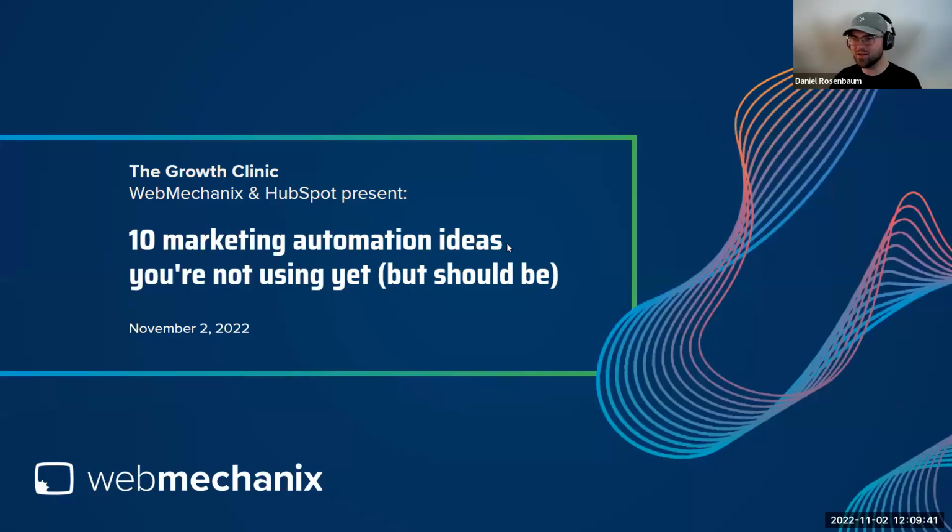So I'm going to go ahead and share my screen. Can everyone see that okay? Yep. Looking good. That's fine. So just a big welcome again, everybody, to this presentation here. Today, we're going to be talking about 10 marketing automation ideas that you might not be using yet. If you're not, you definitely should be. And if you are, you could probably do them better.